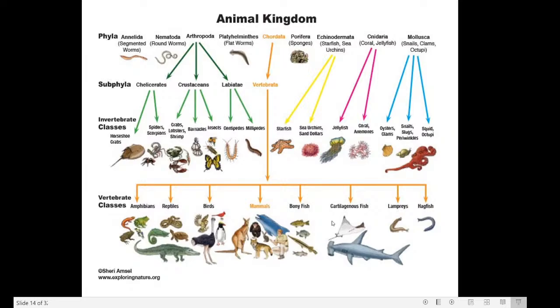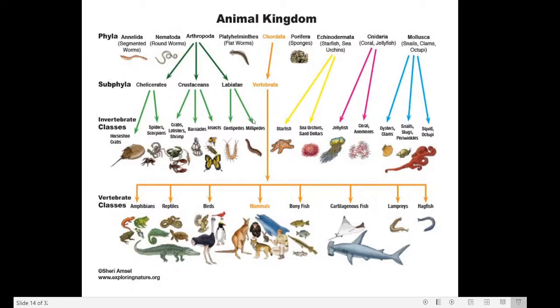Then porifera, it's a sponge, sponges are also animals. The echinodermata, it's starfish, sea urchins. And cnidaria, it's corals and jellyfishes. Mollusca is snails, clams, octopus. These all come under this phyla, having five different groups, different animals come in the order.